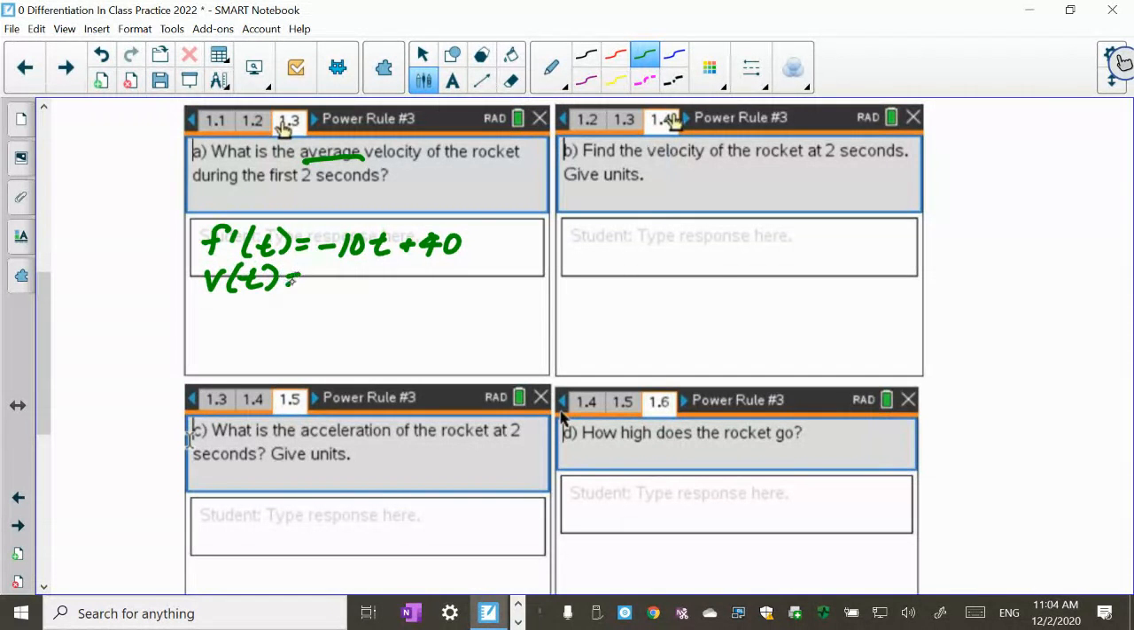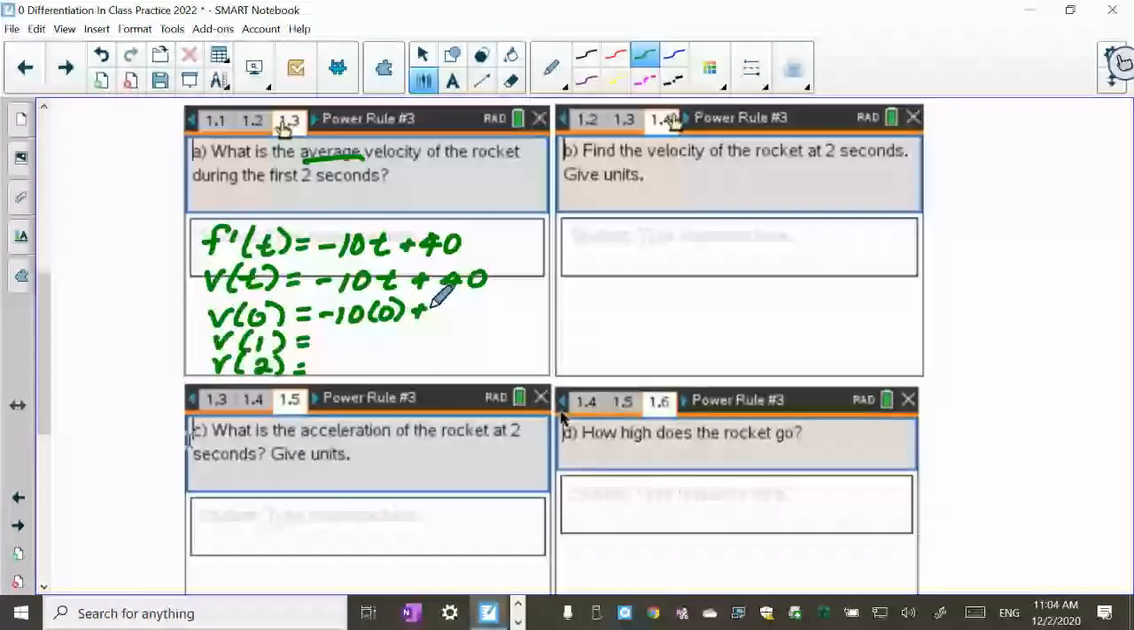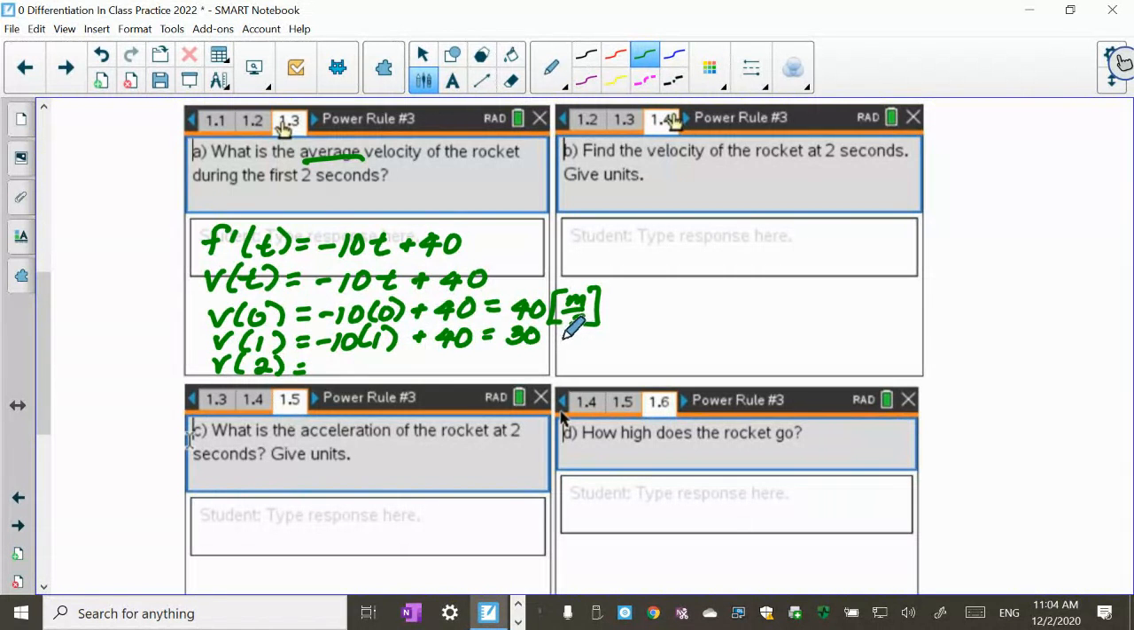So I know I say v of t, because that's my first derivative, is negative 10t plus 40. So I'm going to find the velocity at 0 seconds, the velocity at 1 second, and the velocity at 2 seconds. And when I find all three, I'm going to add them up and average them. So I get negative 10 times 0 plus 40. That equals 40, and it's meters per second. Units are important. I plug a 1 in there. Negative 10 times 1 plus 40 is going to be 30 meters per second. And then I got negative 10 times 2 plus 40 equals 20 meters per second. So all these are meters per second.